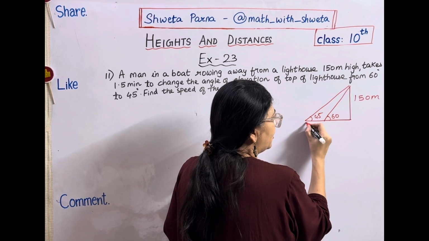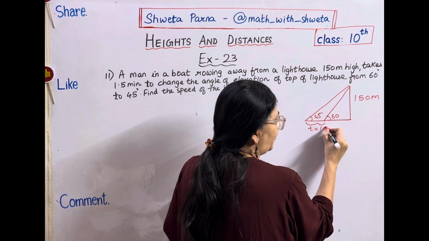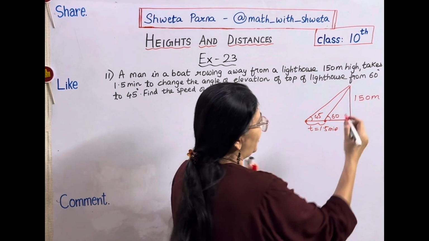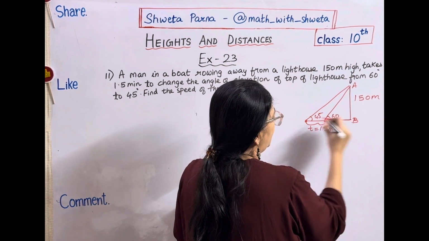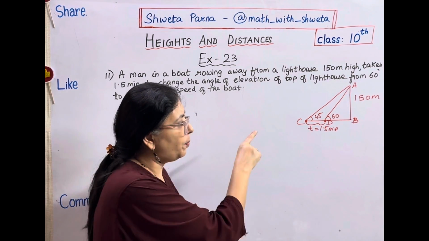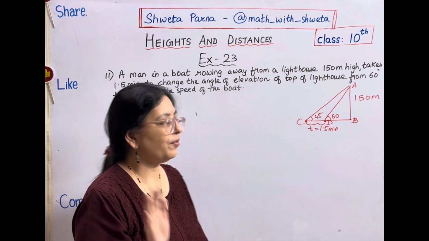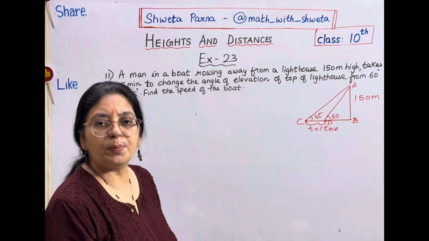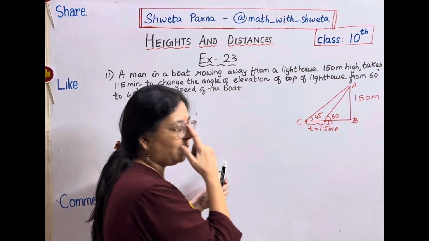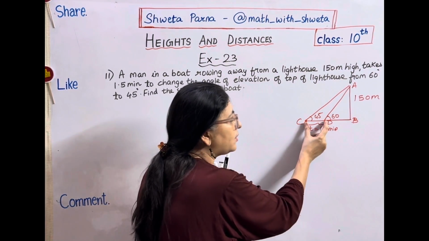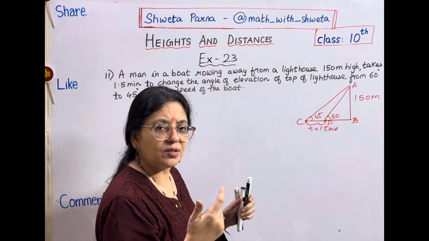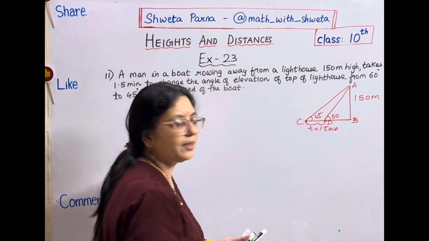So here the time that is taken is 1.5 minutes to reach from this point to this point. Let's name it A, B, C and D. So to reach from point D to point C, he took 1.5 minutes. You have to find the speed of the boat. So speed of the boat, time is given. That means first we have to find the distance between these two, because speed is distance upon time. So first we have to find the distance.